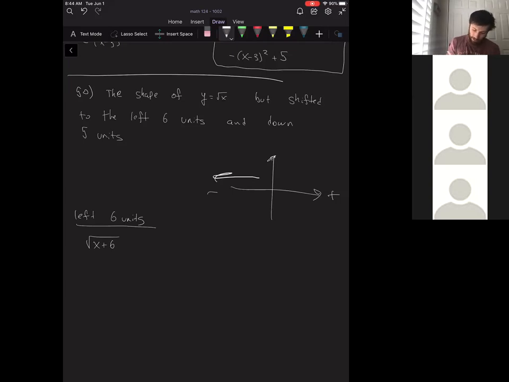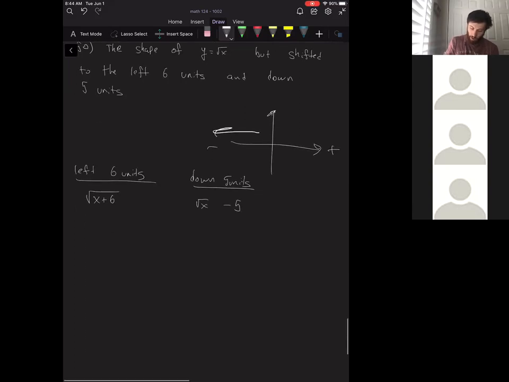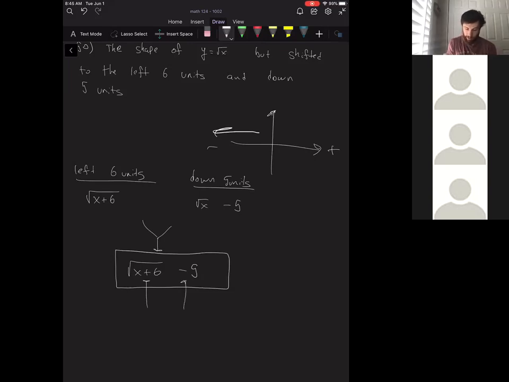So now if we want to take care of down 5 units, that's just going to be the square root of x, and we're subtracting 5 on the outside. So if we combine these two things together, what we're going to get is the square root of x plus 6, and then we subtract 5. So this plus 6 inside here means we're going to shift to the left 6 units, and this minus 5 means we're going to shift down 5 units.